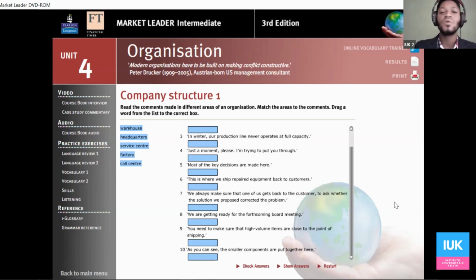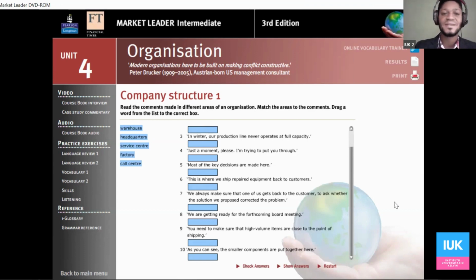Number 7, we always make sure that one of us gets back to the customer to ask whether the solution we proposed corrected the problem. What is it? Is it the service center or the call center?